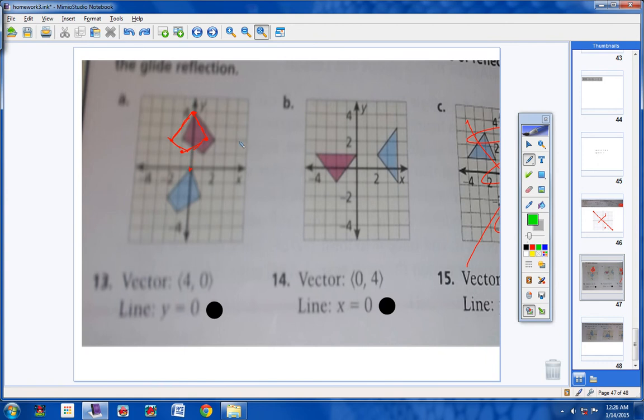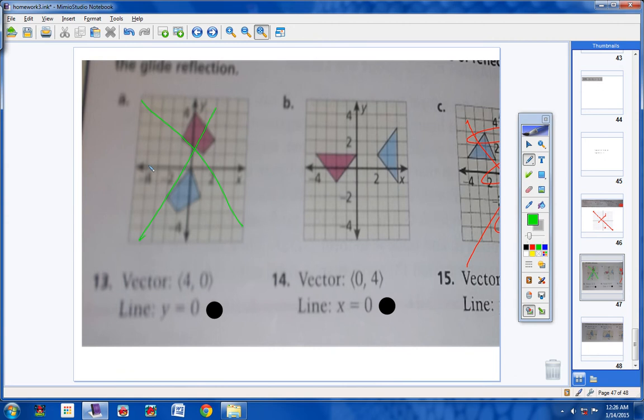If I were to reflect this red object here in the y-axis, if I could flip it around, then this little triangle here would fall right on top of this triangle right here, and this part from here to here to here would fall right on top of this right here. Okay, so that is the correct answer. It's going to be letter A for number 14. Okay, letter A.